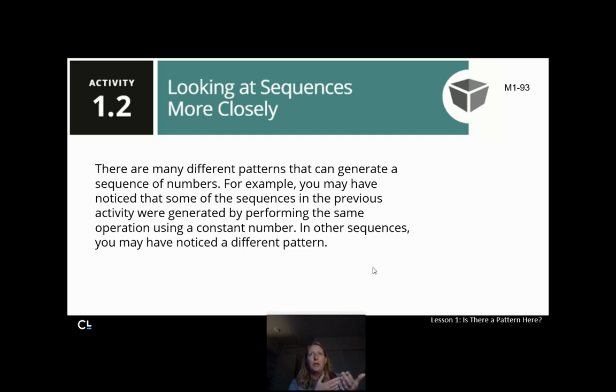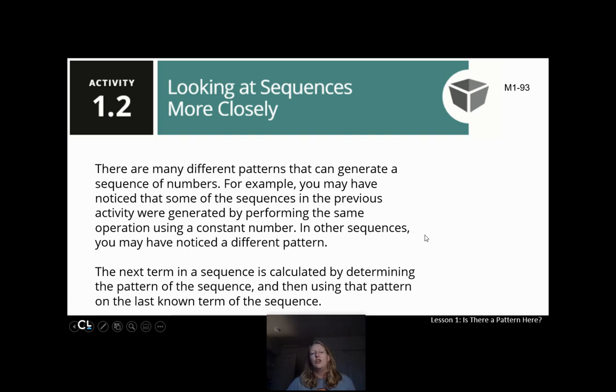So we had some that were times 3, times 3, times 3, but we had some that were plus 2, plus 3, plus 4, plus 5, plus 6. Some of the sequences used a constant number every time, and some of them had a somewhat different pattern. The next term in a sequence is calculated by determining the pattern of the sequence, and then using that pattern on the last known term of the sequence. So I found the pattern, so I'm going to take where we left off, and keep doing that pattern to find the next term.